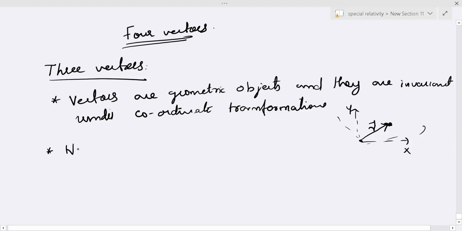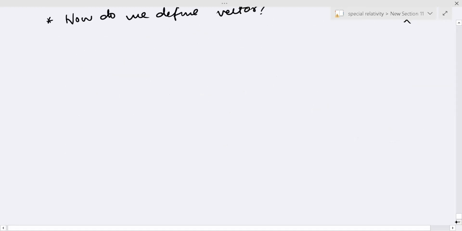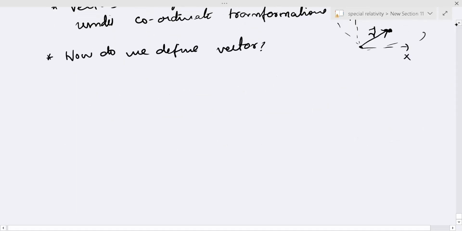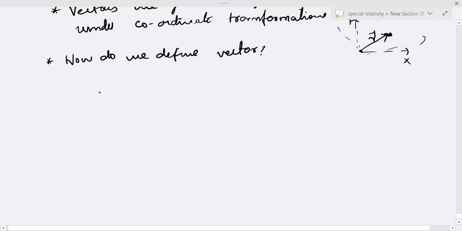How do we define vectors? What's the definition of a vector? The usual definition that we learned is that something has a direction and a magnitude. This is the usual definition, but we need a more rigorous definition here.